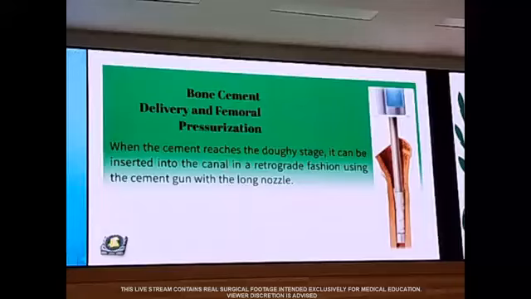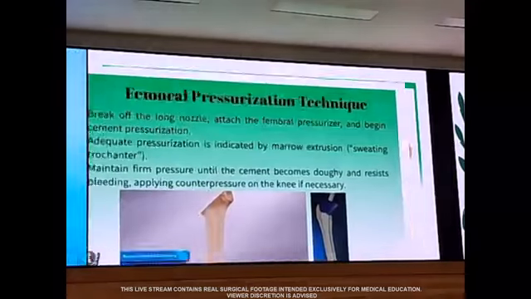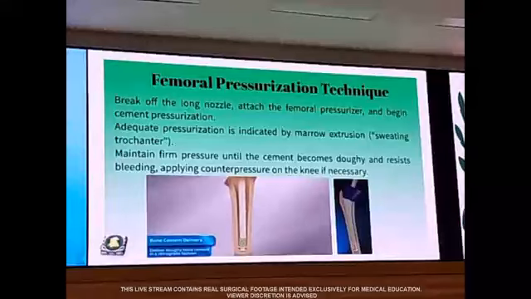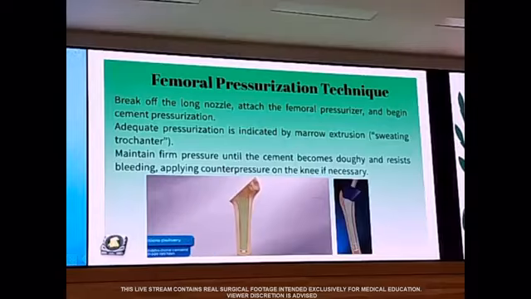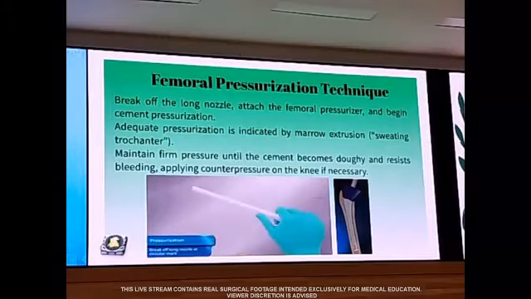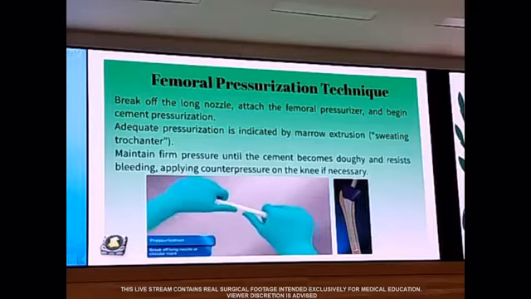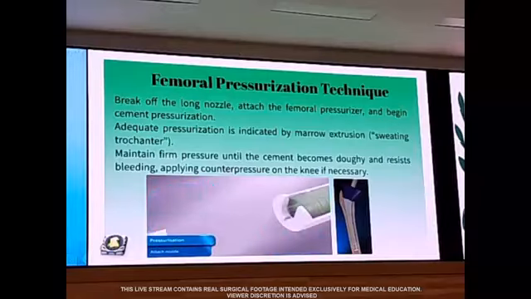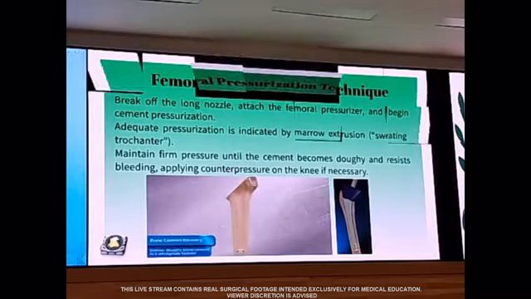When cement reaches the doughy stage, it can be inserted into the canal in a retrograde fashion using a cement gun with a long nozzle. Break off the long nozzle, attach the femoral pressurizer, and begin cement pressurization. Adequate pressurization is indicated by marrow extrusion. Maintain firm pressure until the cement becomes dry and resists bleeding. Apply counter pressure on the knee if necessary.